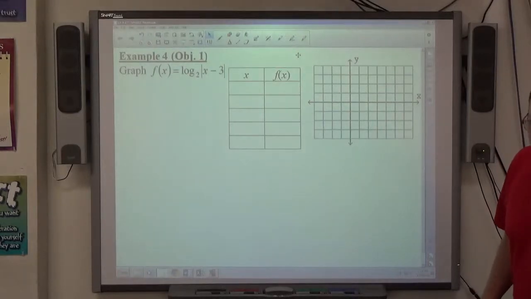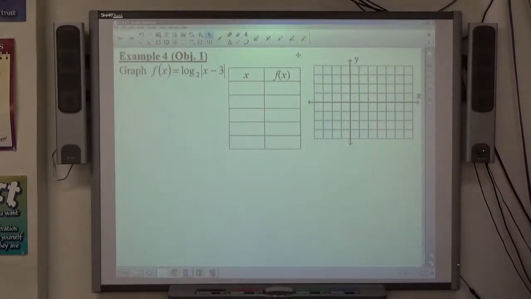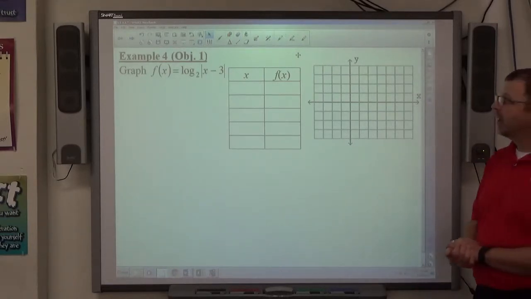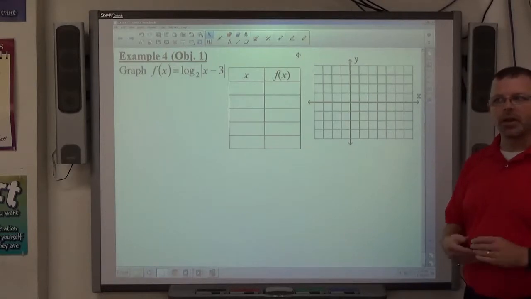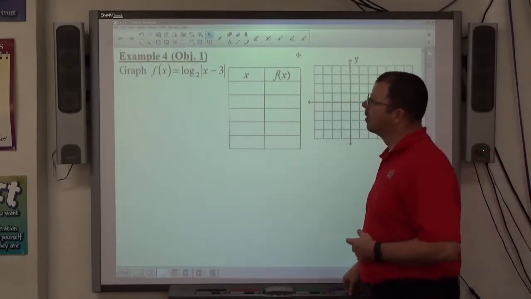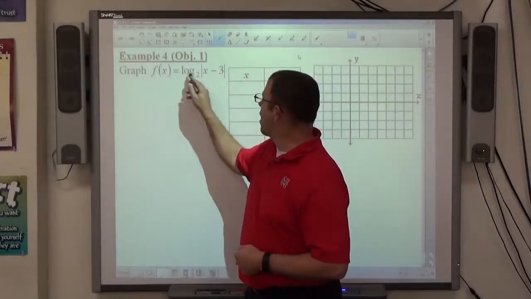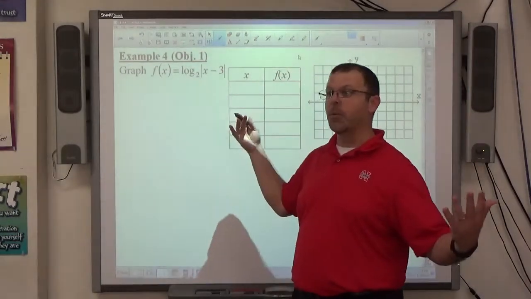Okay, our first objective today is to graph a logarithm using our calculator and the change of base formula. Now you'll notice this problem says log base 2 of the absolute value of x minus 3, and we don't have a log base 2 button on our calculator, so what we did before was we did 2 to the y power equals the absolute value of x minus 3. That's how we would have done it before.